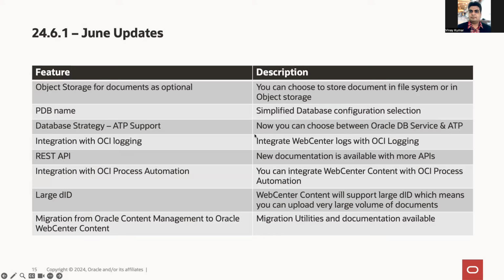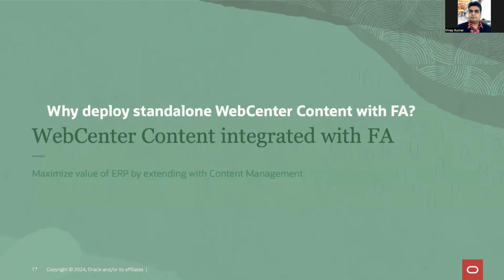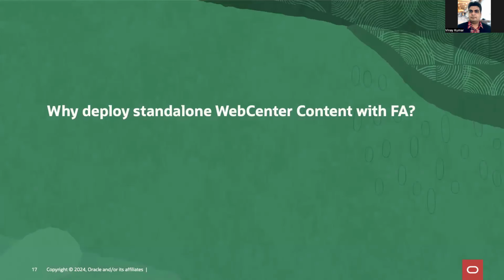So with this, let's move into the key topic for today, which is how can you integrate WebCenter Content with FA? Before we jump into the key topic, I would like to highlight one point: for FA customers, you already have a WebCenter Content which comes as part of the Fusion application. But I just want to clarify that we are not talking about the WebCenter Content instance which comes with an FA; rather, we are suggesting a standalone one.